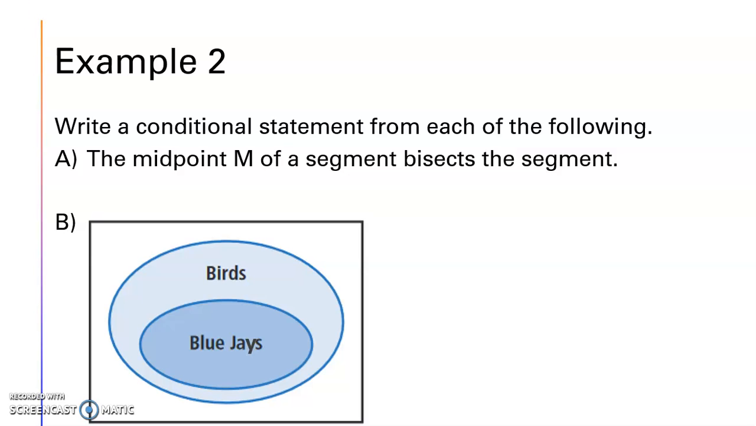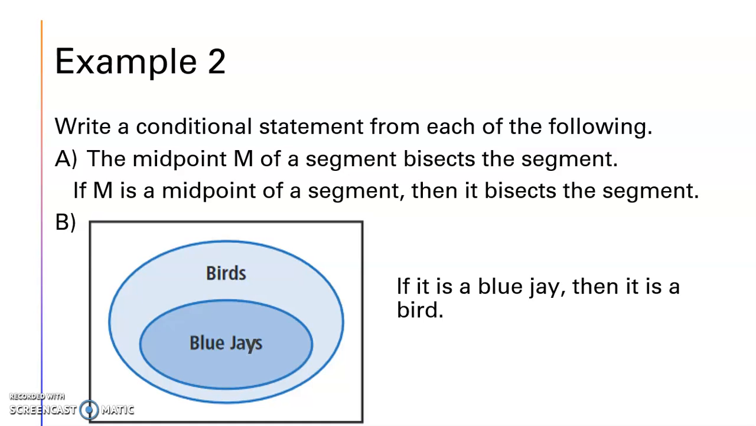In part B, they've given us this Venn diagram. So I'd suggest maybe backing up the video to that first slide where we talked about which part needs to be the hypothesis and which part needs to be the conclusion, and then write an if-then statement based on this. So pause the video, do that, and then press play to check your answers.